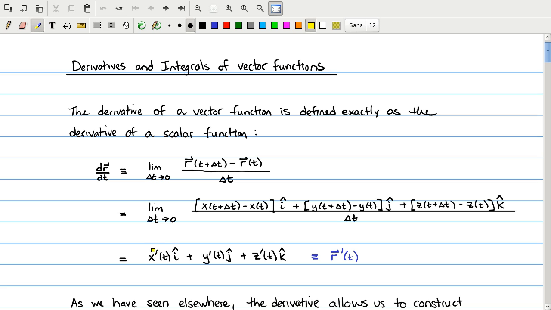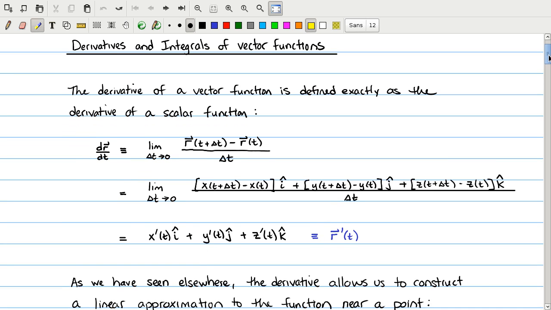And so what we get is just the derivative of each of the three scalar component magnitudes, x prime of t, y prime of t, and z prime of t, multiplied by the unit vectors, and we call that result either dr/dt or r prime of t as indicated here. So all you do is you take a vector function, you differentiate it component by component, at least in Cartesian coordinates.